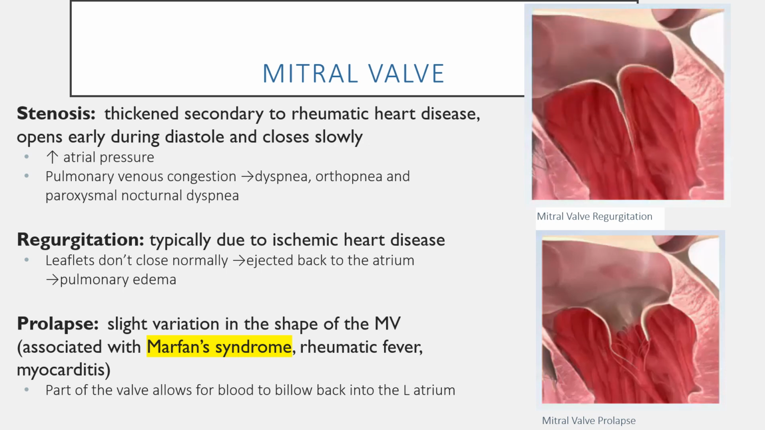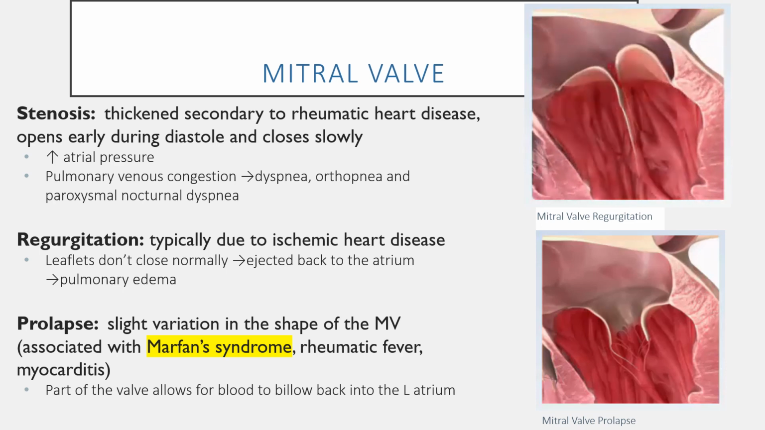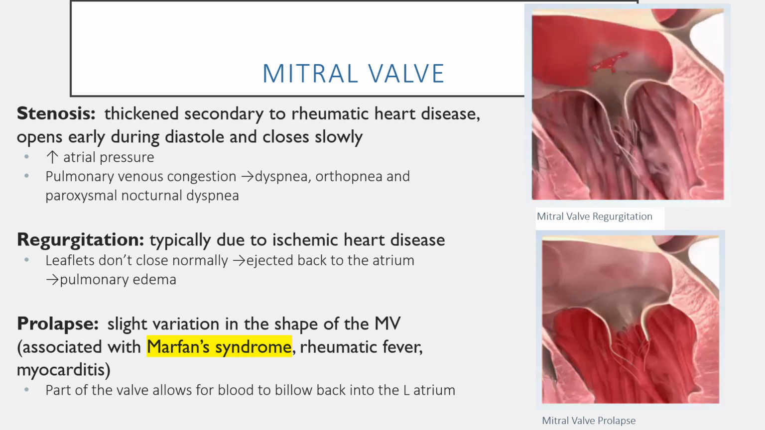In severe, there's a high left atrial pressure that leads to pulmonary venous congestion, dyspnea, fatigue, and right ventricular failure. Orthopnea and paroxysmal nocturnal dyspnea may occur due to increased pulmonary blood volume when lying down at night.